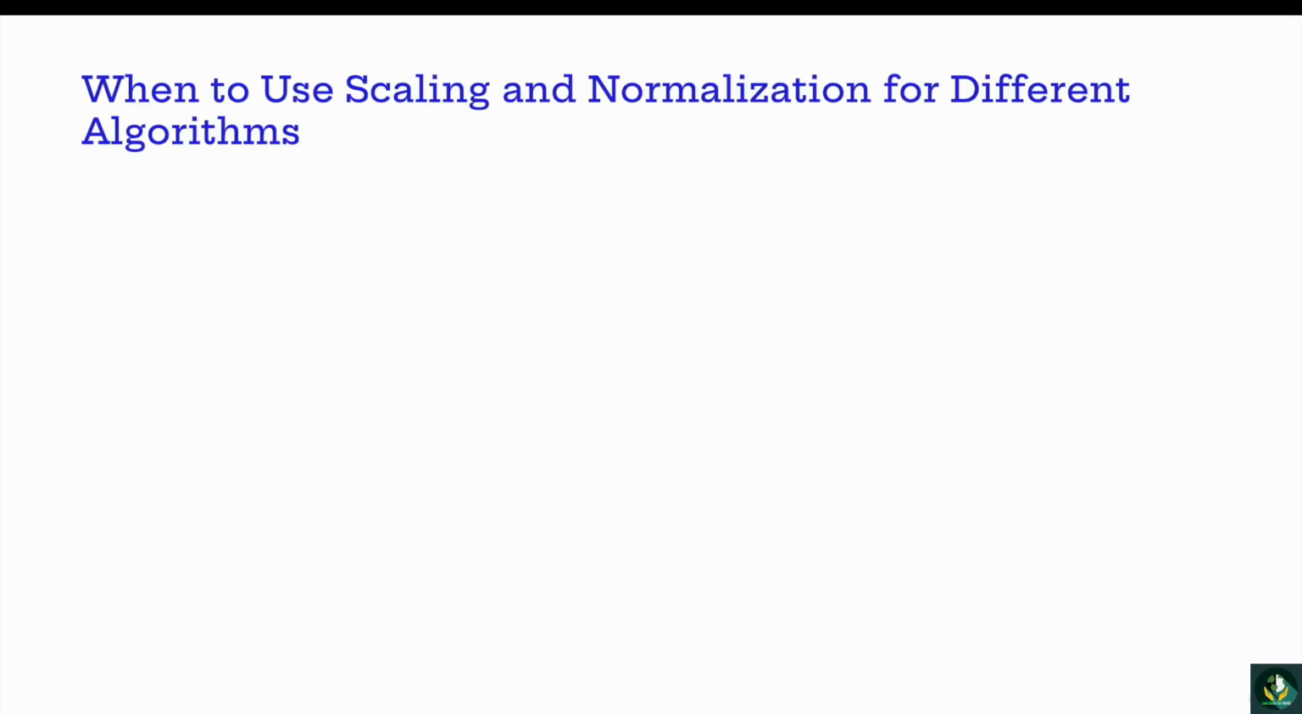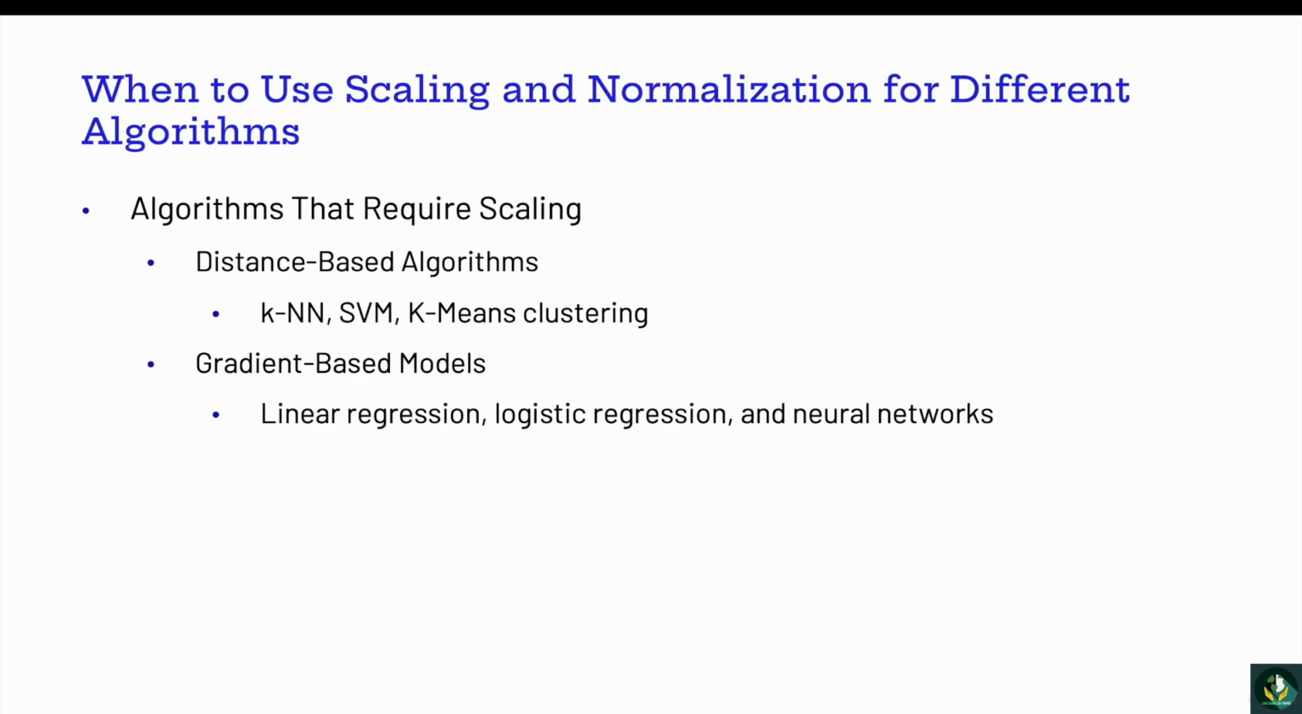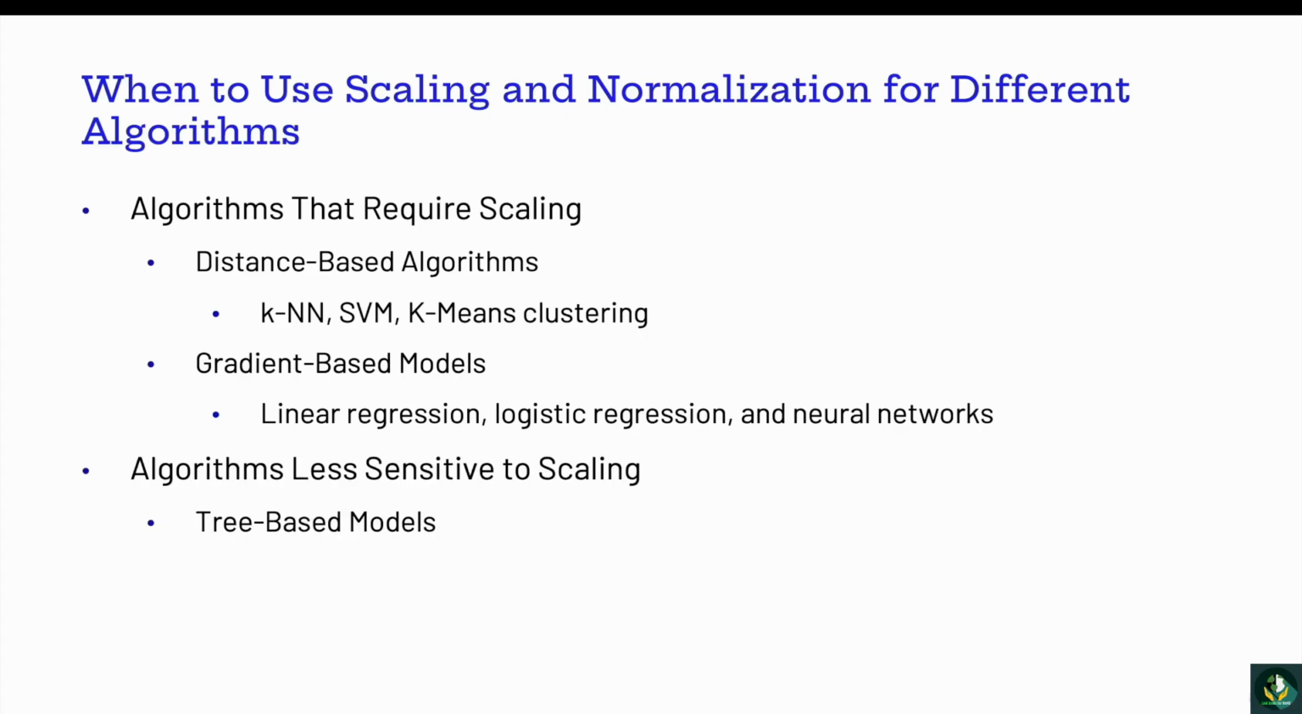Now, when to use scaling and normalization for different algorithms? Algorithms that require scaling are distance based algorithms, which are KNN, SVM, and K means clustering. These rely on distance metrics that are sensitive to feature magnitudes. Then gradient based models: linear regression, logistic regression, and neural networks. Scaling accelerates convergence during training here. And algorithms less sensitive to scaling are tree-based models.